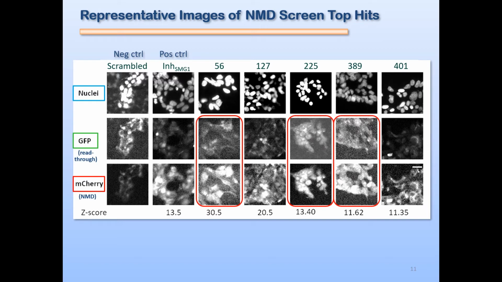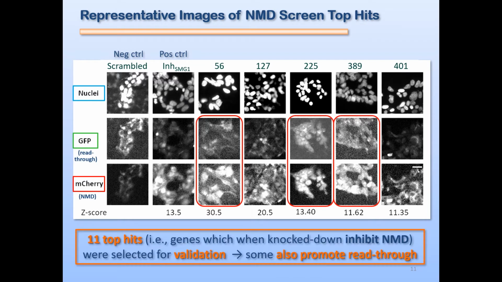So these are examples of the genes that we actually have pursued and resulted in the 11 top hits, some of which also promote read-through, because you can see that inside the red boxes and in the middle row for GFP, we can see some increase in fluorescence versus the negative control on the very left.